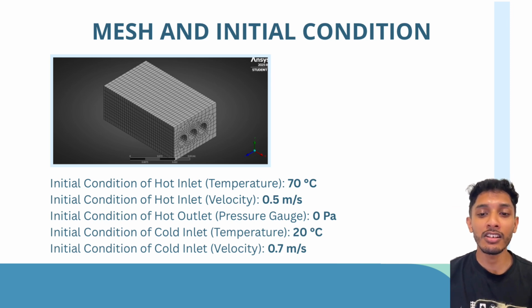The initial conditions of the hot inlet are a temperature of 70 degrees Celsius and a velocity of 0.5 meters per second. Next, the initial condition of the hot outlet is measured at the pressure gauge, and it's 0 Pascal. And the next one is the cold inlet, with a temperature of 20 degrees Celsius and a velocity of 0.7 meters per second.